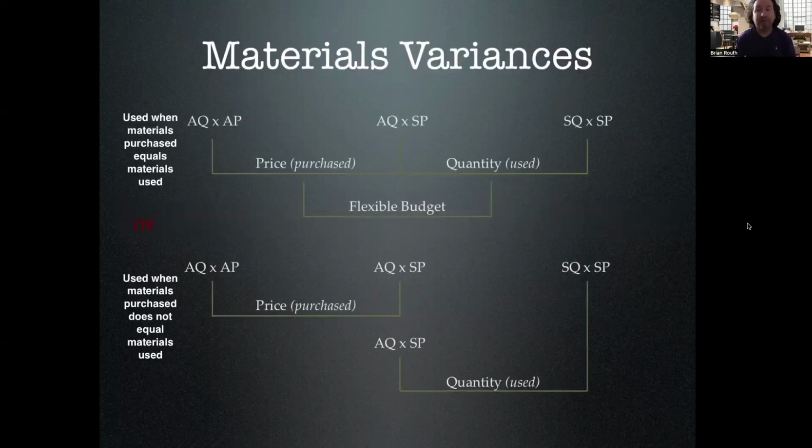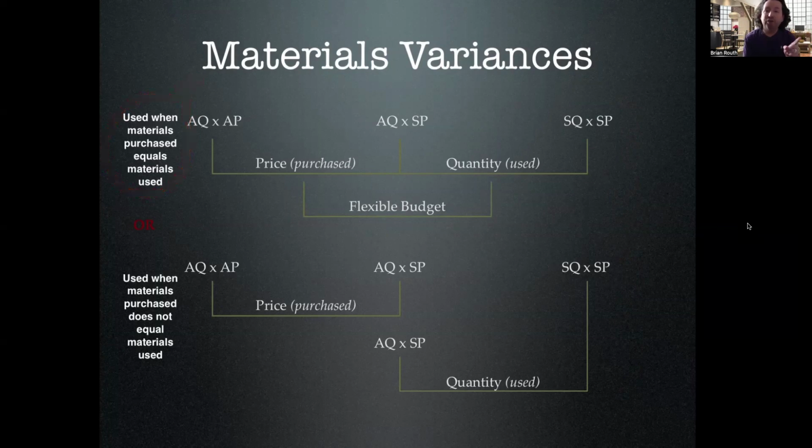So let's start with materials variances. Now notice I have two diagrams or two charts up here. Notice they are for two different things. The top chart is used when materials purchased equals materials used. So that's what we like to call the normal chart. It's the one that just kind of lays down like an E on its back, and we calculate our price and our quantity variance or purchased and used variance for materials.